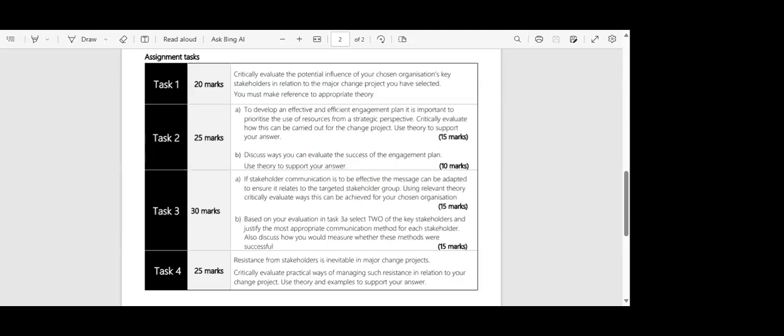Okay, so you have to take the theory based on those first two lines, the stakeholder communication, and critically evaluate how this can be achieved in your chosen organization. And section B, based on the evaluation in task 3A, select two of the key stakeholders and justify the most appropriate communication method for each stakeholder. Also discuss how you would measure whether these methods were successful.